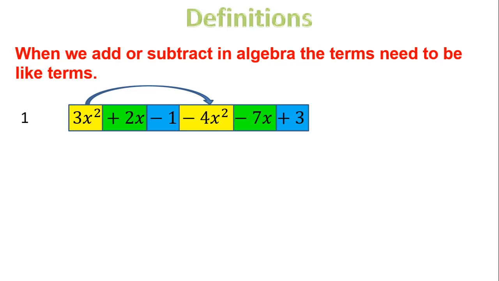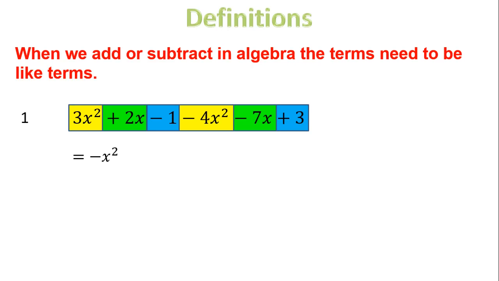Firstly, we have our 3x squared and our minus 4x squared. That equals. Now we've got to know integers. If I've got 3x squareds and I take 4x squareds away, hopefully you will know that that's minus 1x squared or just minus x squared.